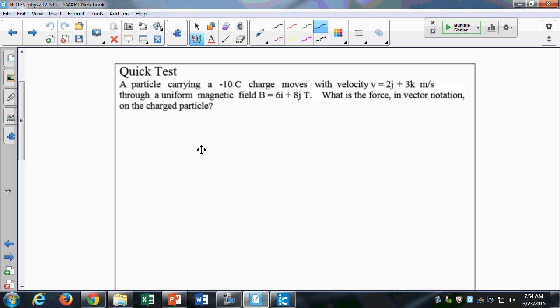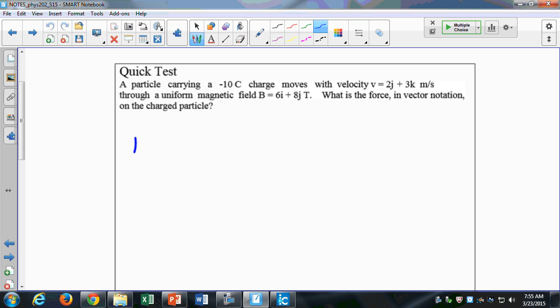All right, let's try this quick test. I just want to make sure y'all are okay with your cross product. So y'all just try this on your own. Just a simple cross product. I have a particle, negative 10 coulombs charge. Velocity is 2j plus 3k. Magnetic field is 6i plus 8j. What is the force in vector notation? I'll give you a few minutes to try doing the cross product.